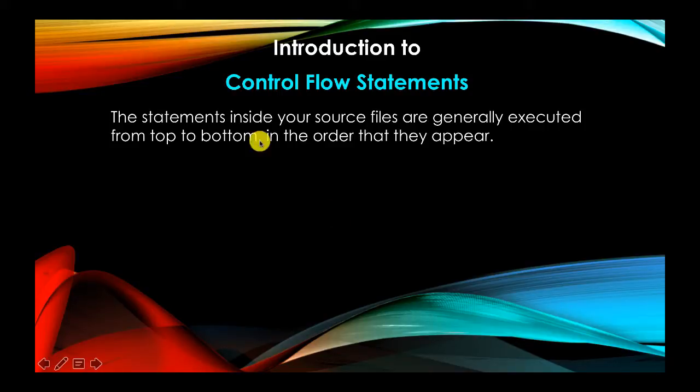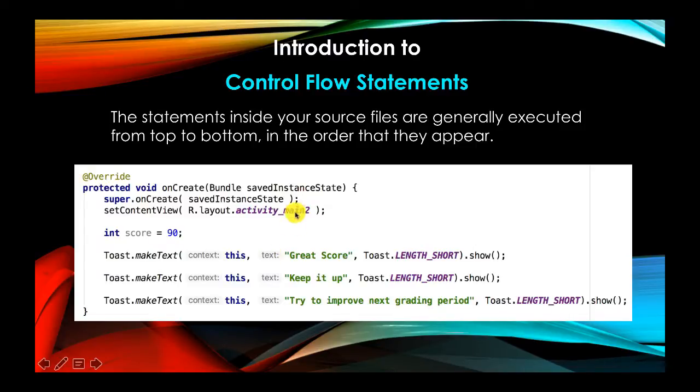Okay, so I would now introduce you to control flow statements. The statements inside your source files, or your .java file, are generally executed from top to bottom in the order that they appear. An example is here, your protected void onCreate. Each of these lines of code, you have this 1, 2, 3, 4, 5, 6, happens in the order that they are presented from top to bottom of the code.